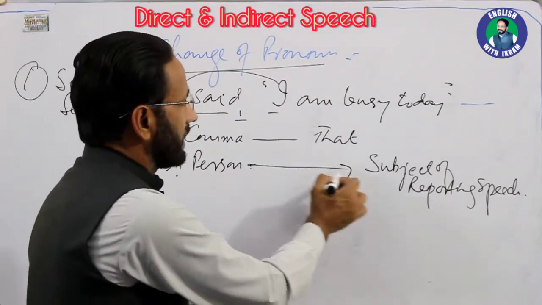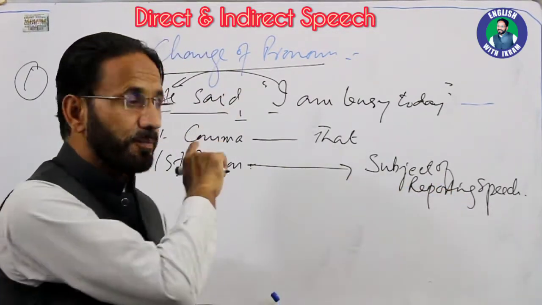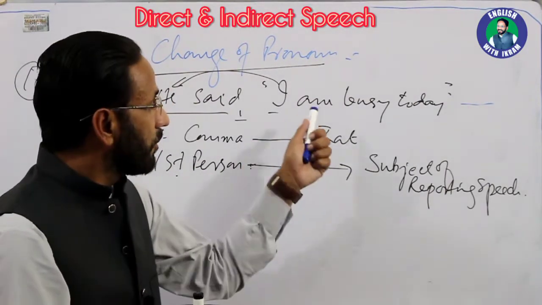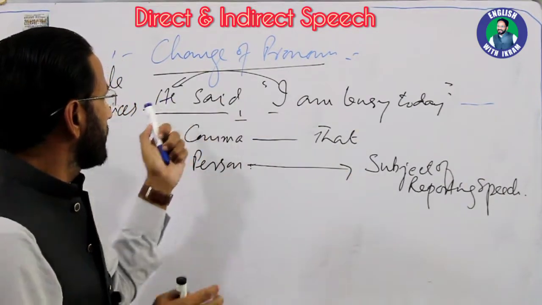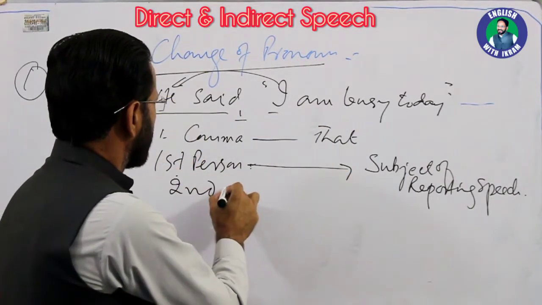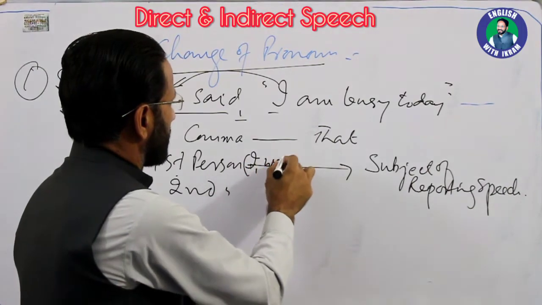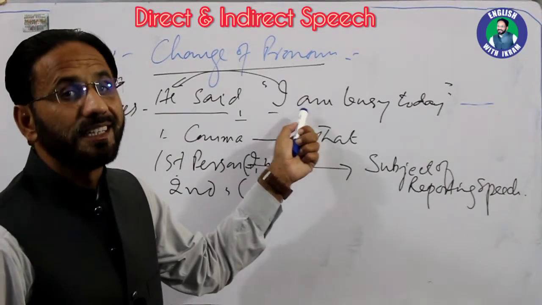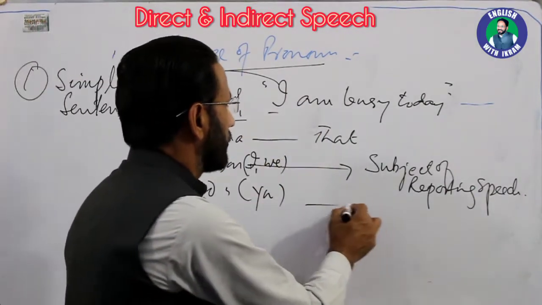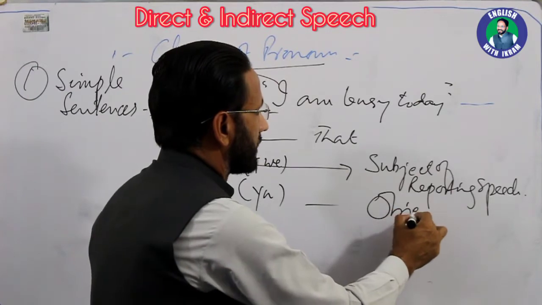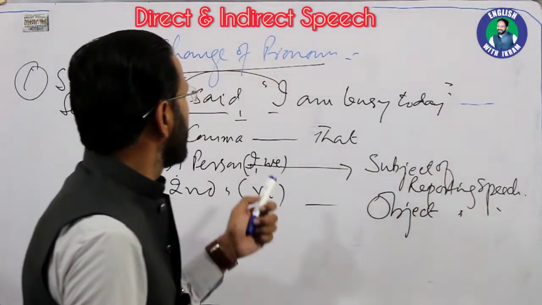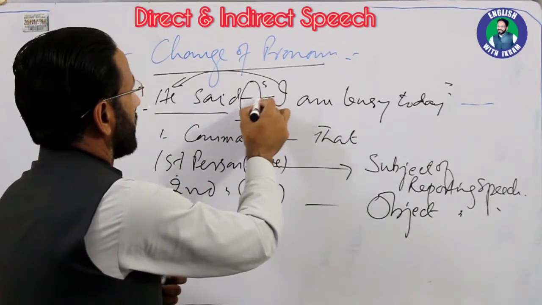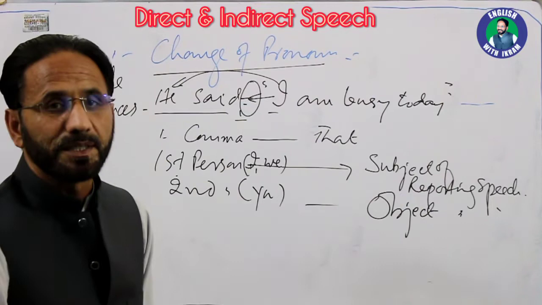First person pronoun is changed according to the subject of the reporting speech. If there is first person pronouns I or we in the reported speech, it will be changed according to the subject. If there is second person pronoun, जो कि you होता है, in the reported speech, it will be changed according to the object of the reporting speech. For example, if there is you over here, it will be changed according to the object of the reporting speech.